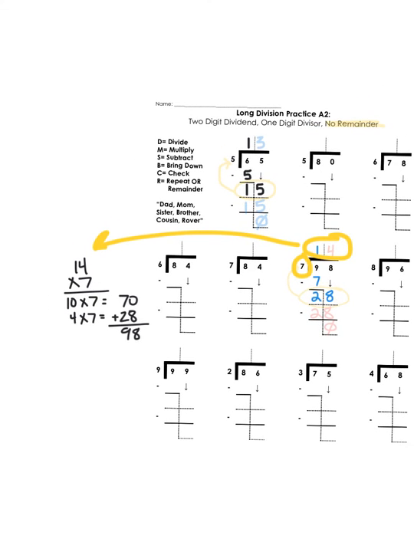So basically, that is long division. Again, lots of steps, but each step by itself is pretty simplistic. We just need to remember the order of the steps and remember that sometimes we have to repeat the process more than once.